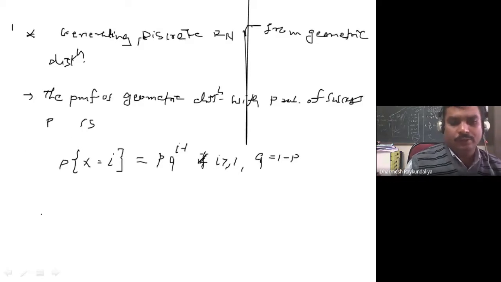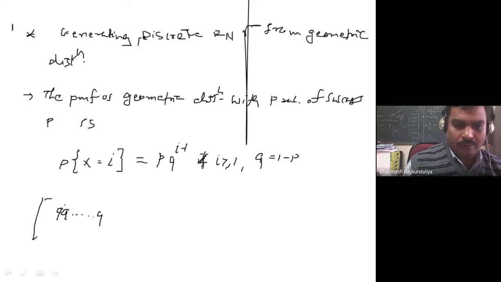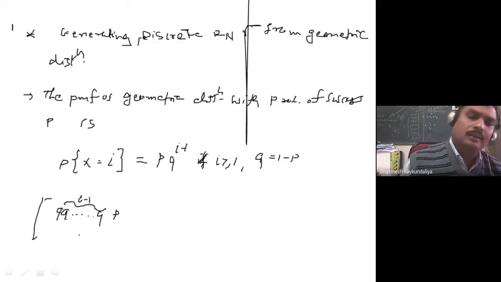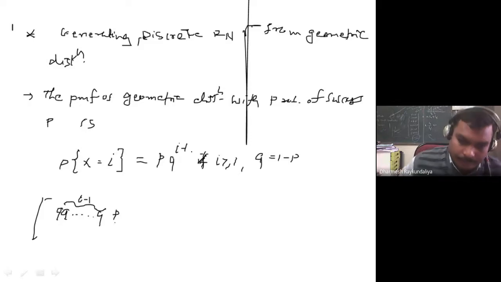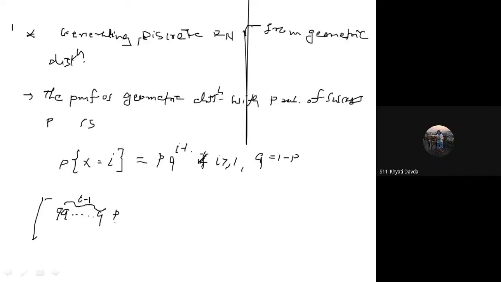So we know that in geometric distribution what happened? We have a failure, failure, failure, failure. How many times failure? i minus 1 times failure, and the ith time you get the success. So this is q raised to i minus 1 into p, where i is greater than or equal to 1. अगर आप 0 से शुरू करते हैं तो p into q raised to i, i equal to 0. 1 से शुरू कर रहे हैं तो i minus 1. Okay? Is that okay? Yes, sir.